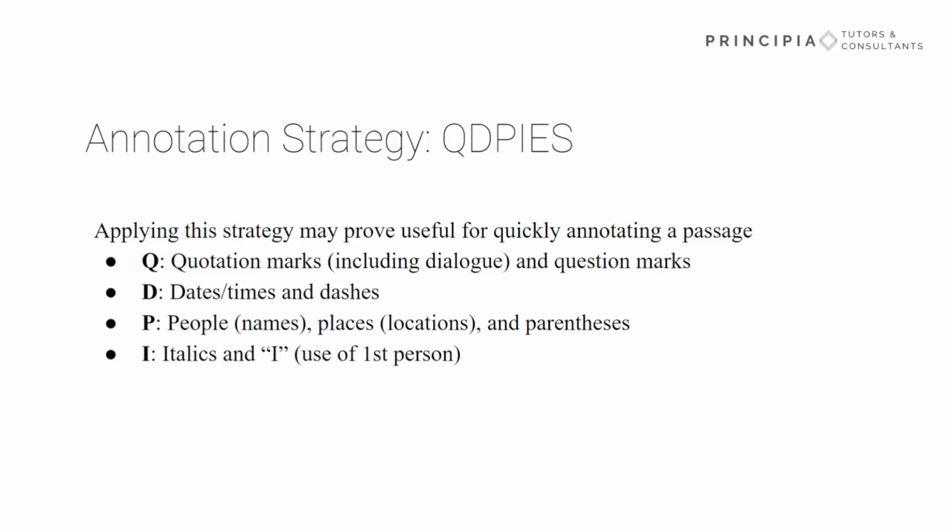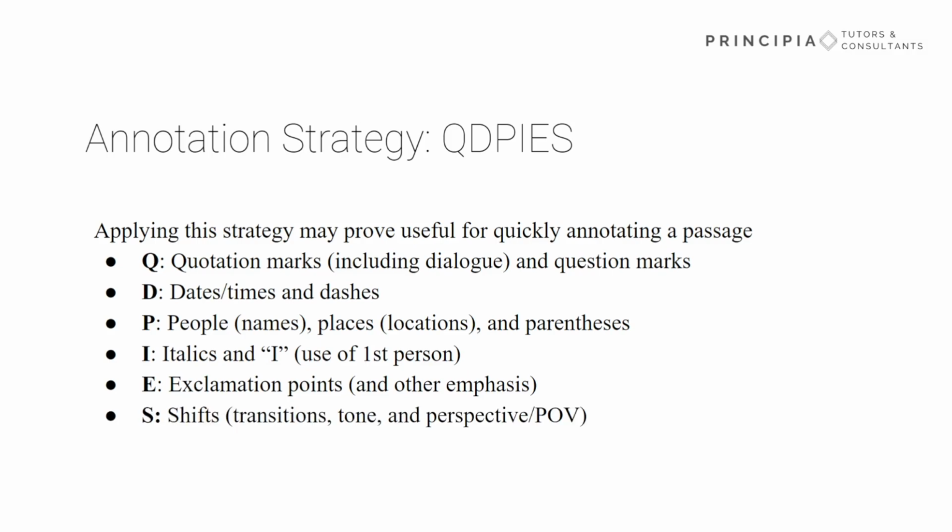People, places, and parentheses, that's where the P comes in. I is for italics, and when you see I or the use of first person pronouns. E, exclamation points, and any other emphasis not accounted for by the parentheses, italics, or quotation marks. And finally, the S represents shifts, transitions, tonal shifts, and then perspective or point of view shifts.